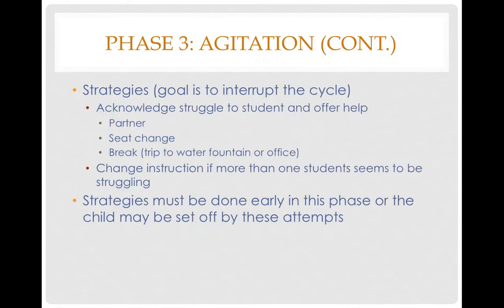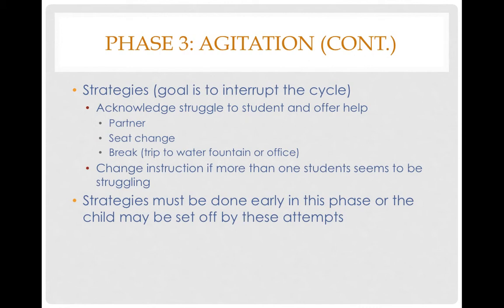During this phase, the goal is to interrupt the cycle. Know that the strategies must be done very early on in this phase, or these attempts may actually set the child off more. During this time, acknowledge the struggle to the student and offer help. Suggest that they try working with a partner, or move seats, or take a break. You would want to disguise the break as a trip to the water fountain or delivering a note to an office.